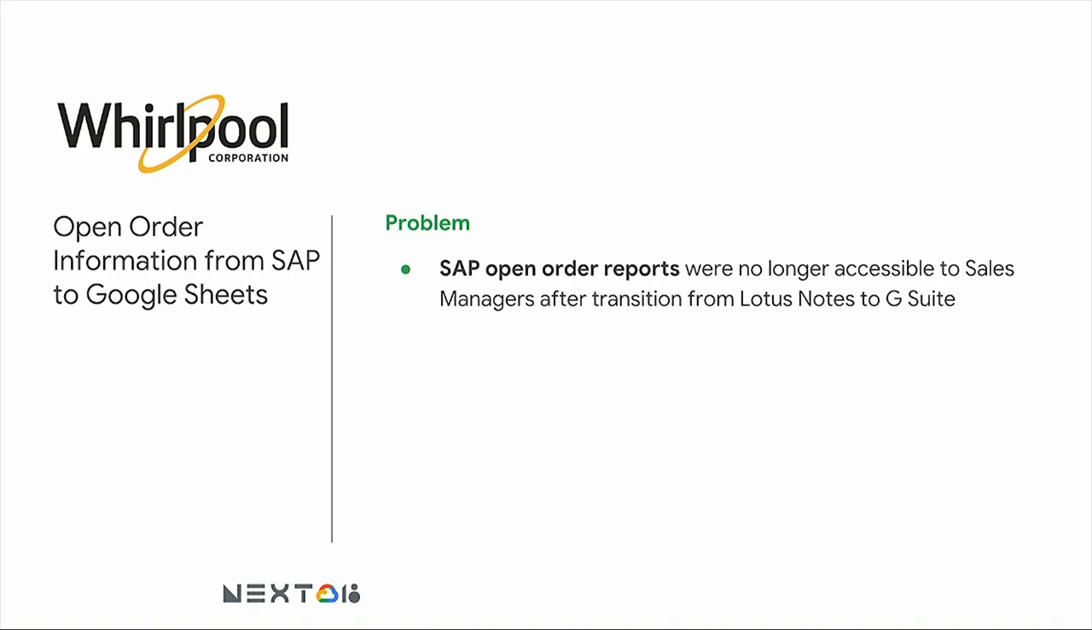So our first customer is Whirlpool Corporation. They are an American multinational company that manufactures and markets home appliances. This Fortune 500 company has more than 70 technology research centers and manufacturing centers around the world. Their account managers usually need to review open order reports that are generated in SAP. This information is essential for their account managers before they engage with their trade partners. So prior to utilizing AppScript, they had SAP write this open order information into their notes database, and then their account managers would have to go into SAP, log in, and download these reports via Excel.